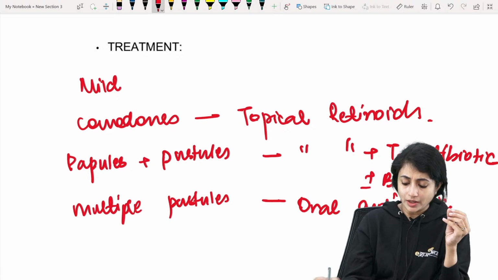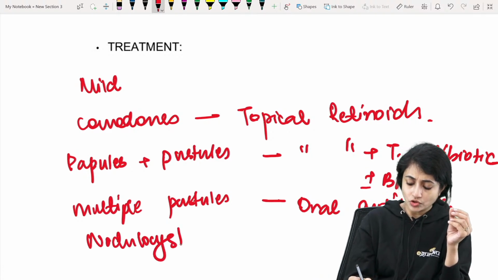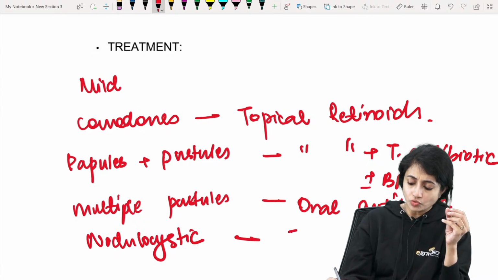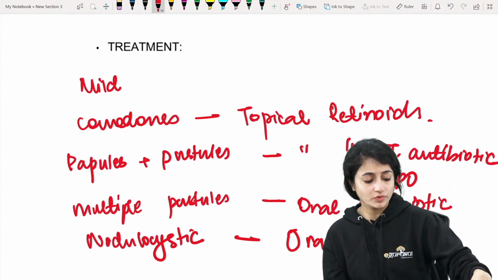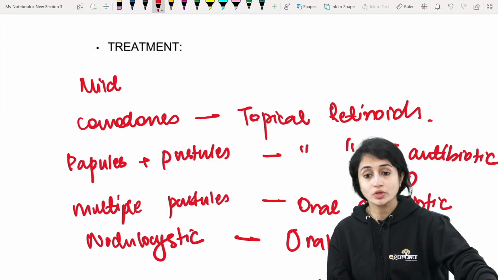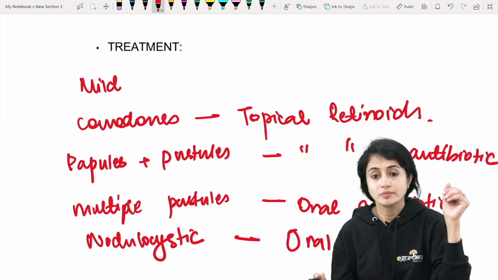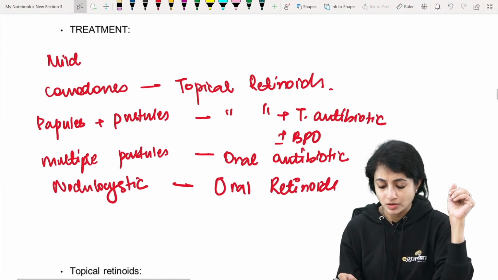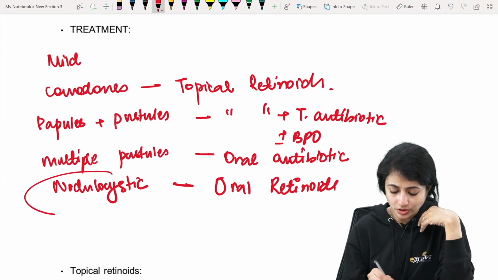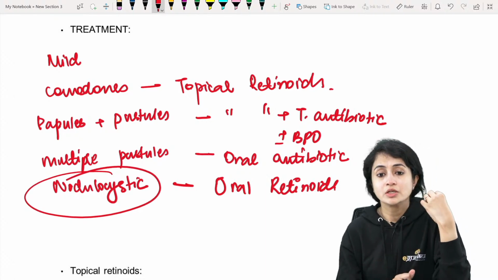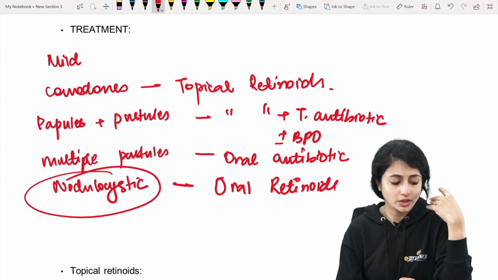But if I have a nodulocystic kind of acne, where I have nodules and cysts, then I always give oral retinoids. So here in the question they have talked about nodulocystic, so you have to give oral retinoids.